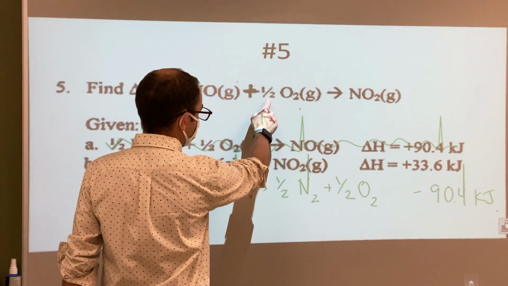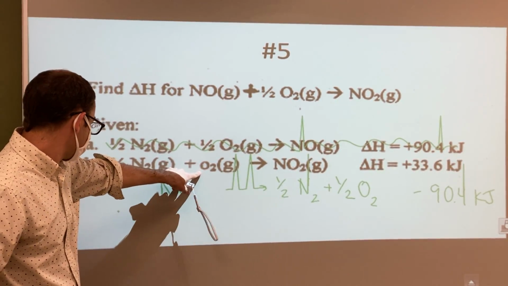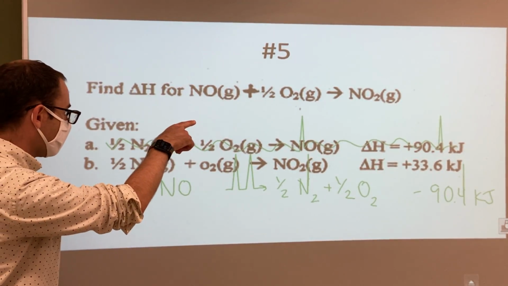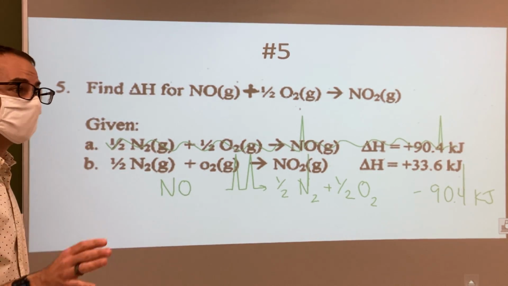Let's check out and see if we have an oxygen on the reactant side. Looks like we do. We have an oxygen on the reactant side. We do have one on the product side too, but that's okay. And then we have an NO2 on the product side. So I believe that's all we had to do is just flip it, right?